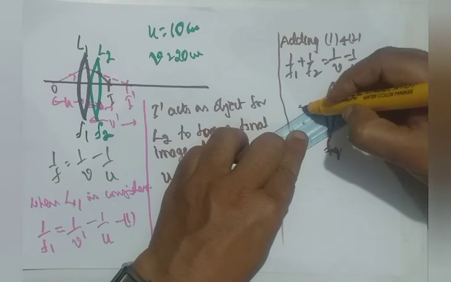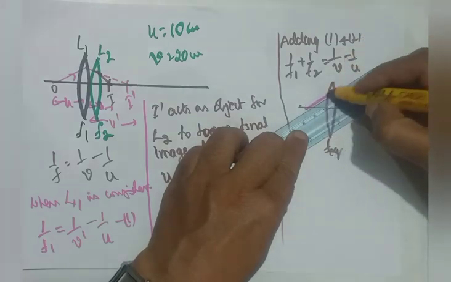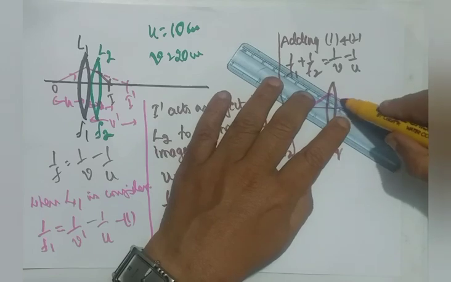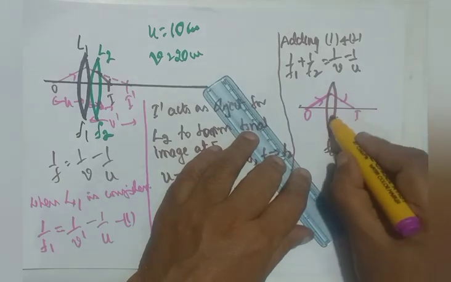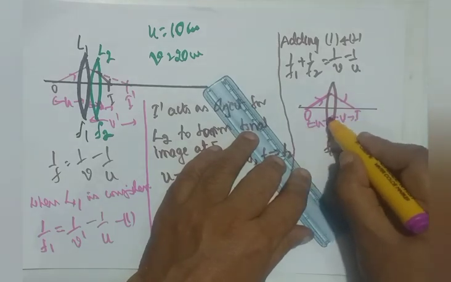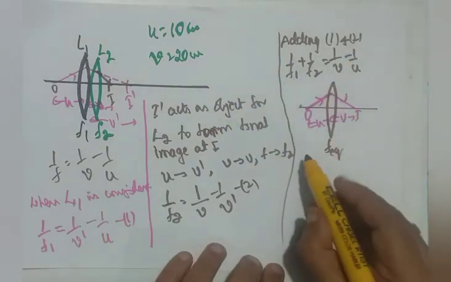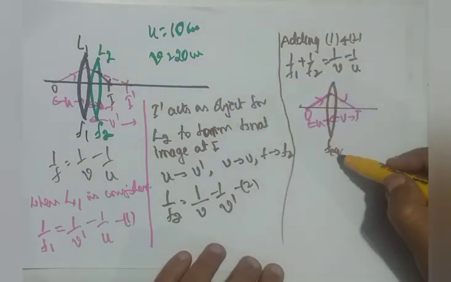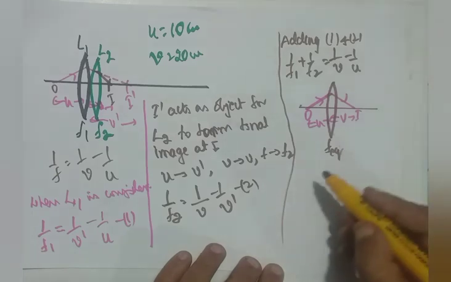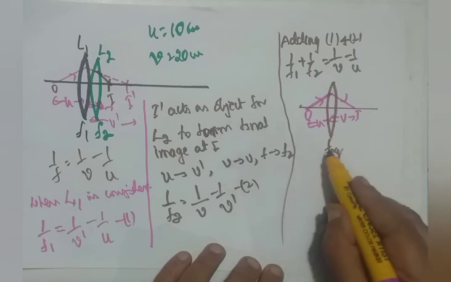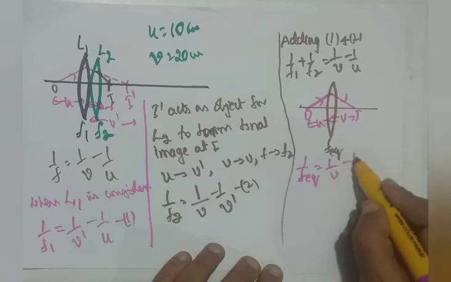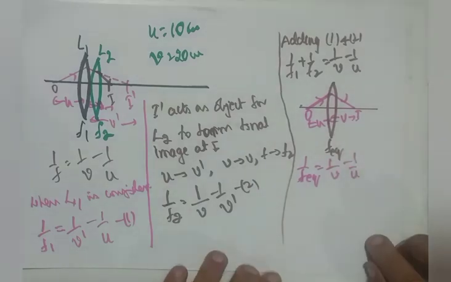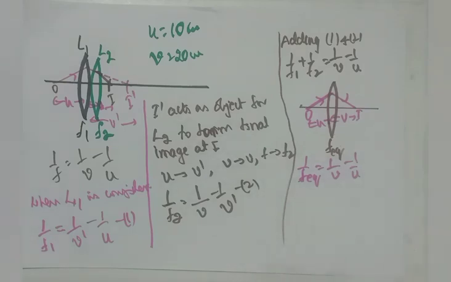Say I write, this is O, this is I, and this is V, this is U. For this we write the lens formula again. Observe here, a single lens whose focal length is F equivalent. EQ stands for equivalent. Sometimes we write F only. We write 1 by F equivalent equals 1 by V minus 1 by U. From the definition of equivalent lens, it is the one which produces the same effect as that of the combination. V and U should remain the same.